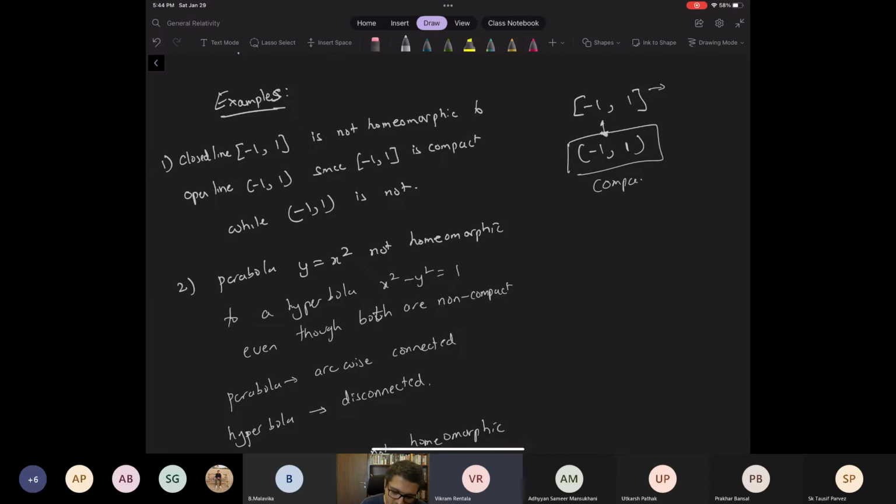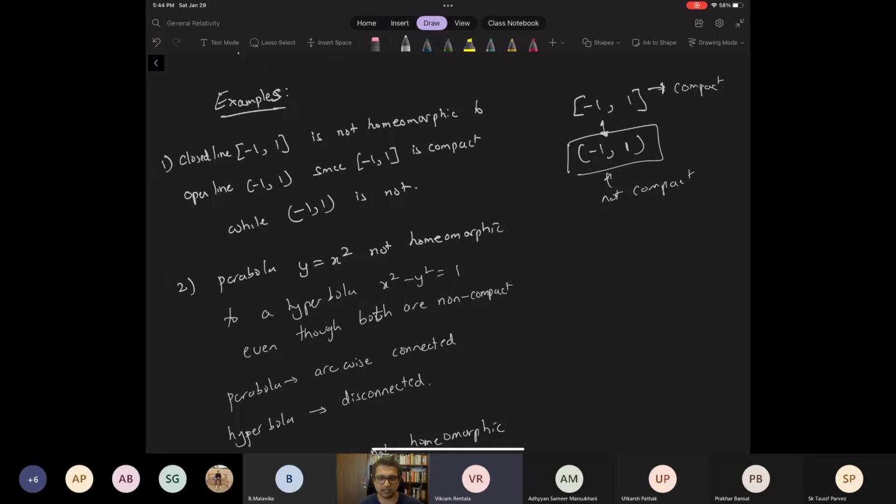Sorry, [-1, 1] is a compact space. The closed interval is a compact space. This open interval is not compact. So compactness can be one way to classify topology. This is not a group or ring, it's just a property of the topological space. Is it compact, not compact?